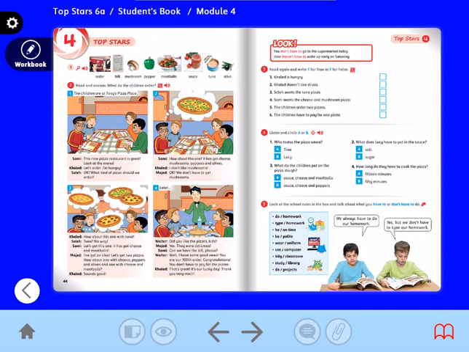Welcome, my dear students, to a new English lesson. Our lesson today is Top Stars 2. You will find this lesson in your student book, pages 44 and 45, and your workbook, page 37. Let's start.